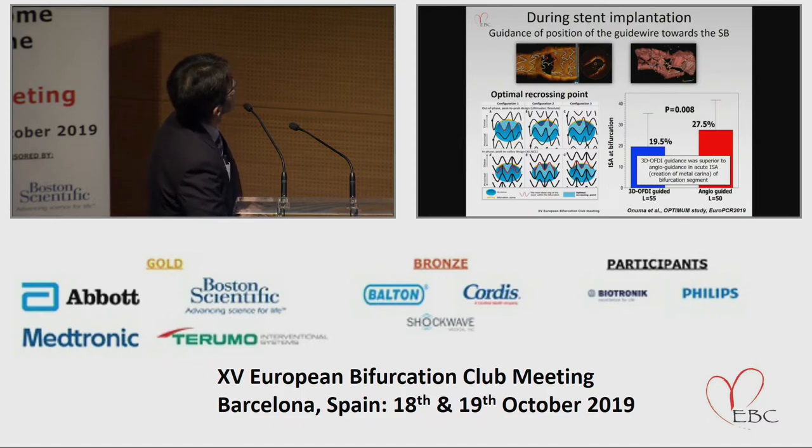During the stent implantation, guidance of the position of the guide wire towards the side branch in the 3D OCT image is a major advantage of OCT. Dr. Onuma presented the result of the OPTIMUM study last year at PCR. The OPTIMUM study is a multi-center randomized trial to investigate whether 3D OCT guidance can decrease incomplete stent apposition at the bifurcation segment compared to angio guidance. The OPTIMUM study showed the 3D OFDI guidance was superior to angio guidance in acute incomplete stent apposition at the bifurcation segment.